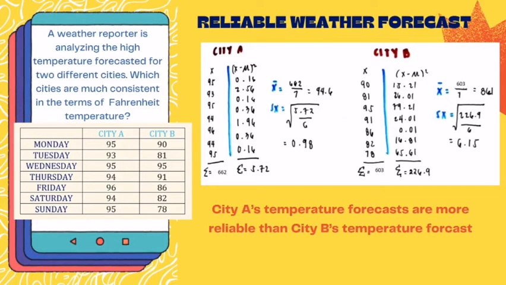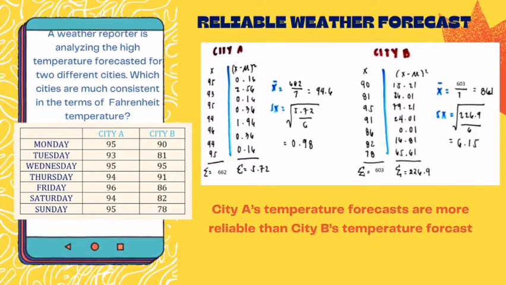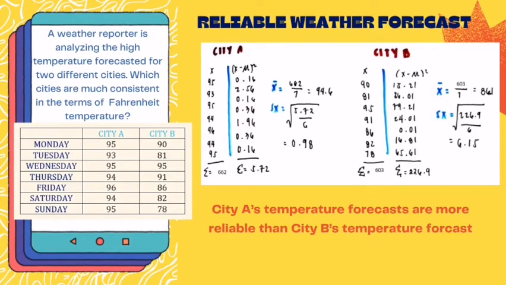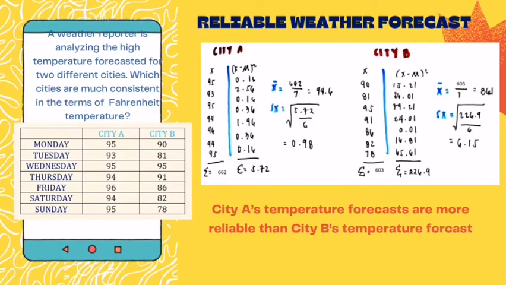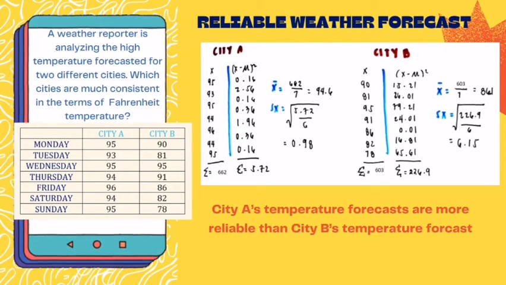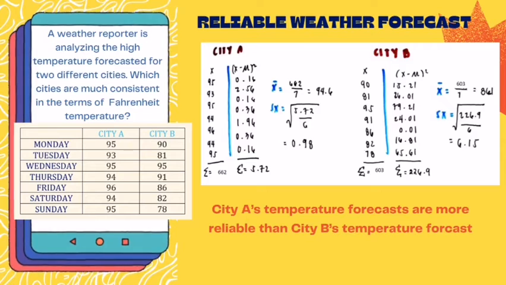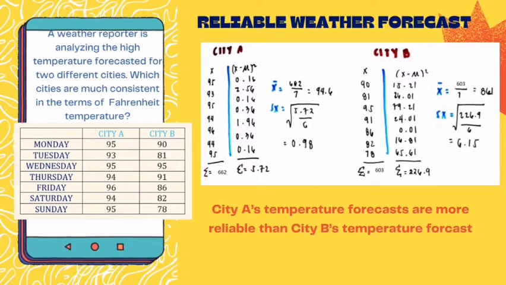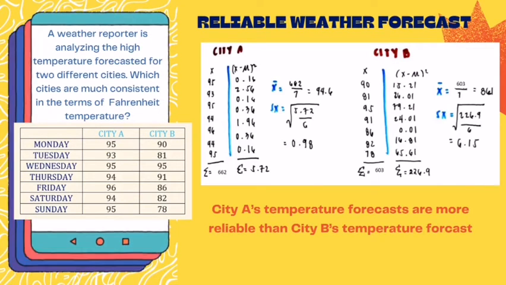The reporter is analyzing the high temperature forecasted for two different cities. Which city is more consistent in terms of Fahrenheit temperature? Let's have the data recorded in a week in city A and city B. Here is the data recorded in city A: 95, 93, 95, 94, 96, 94, and 95, while city B recorded 90, 81, 95, 91, 86, 82, and 78.